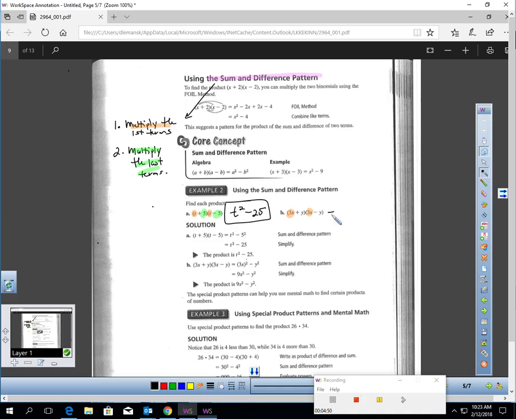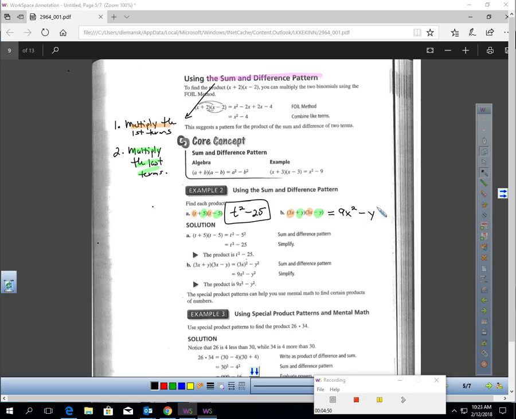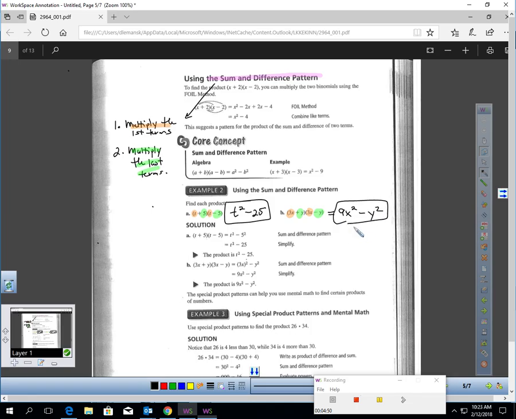3x times 3x is 9x squared. And now the last terms, got to multiply those. Y times negative y is negative y squared, and there it is, you're done. So I guess we could even say this is 2 steps. You're cutting out 60% of your work if you know the shortcut.